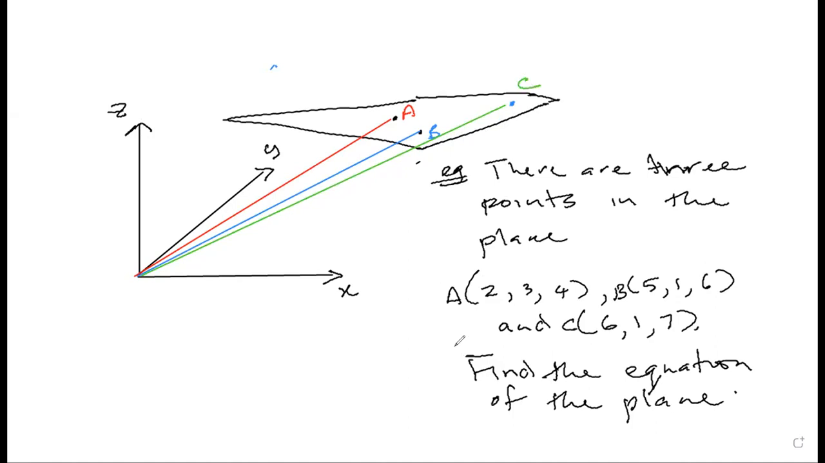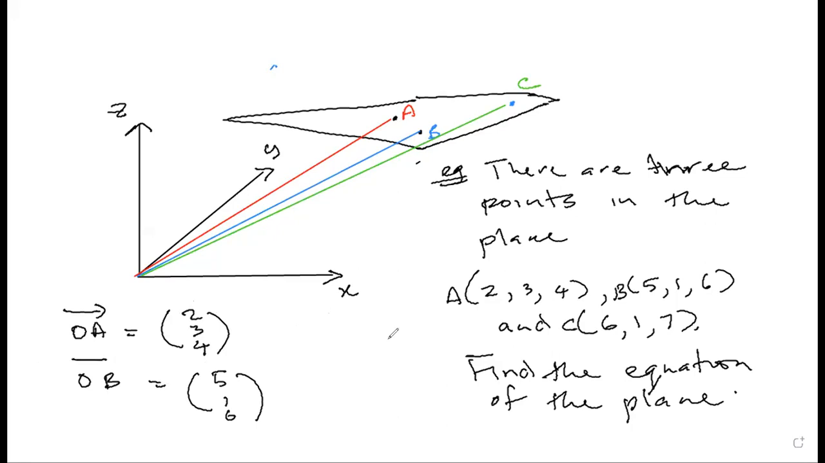So how do we find the equation of the plane? First of all, we're going to write the position vector of the 3 points. Position vector O to A is 2, 3, 4. O to B is 5, 1, 6. And O to C is 6, 1, 7.